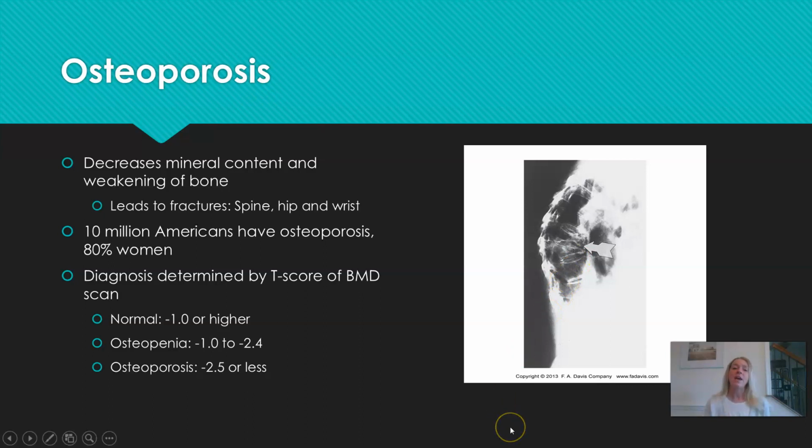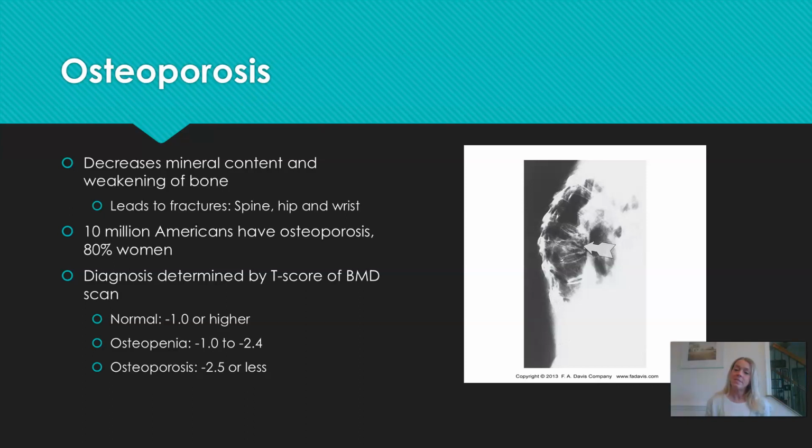We tend to see fractures of the hip and wrist because if the patient would fall, they usually put their hand out to stop them and fracture their wrist that way, or if they don't and they land on their hip, then their hip can fracture because the bone is weaker than it should be. There's currently about 10 million Americans with osteoporosis, and 80% of them are women. So this absolutely affects women more than men.